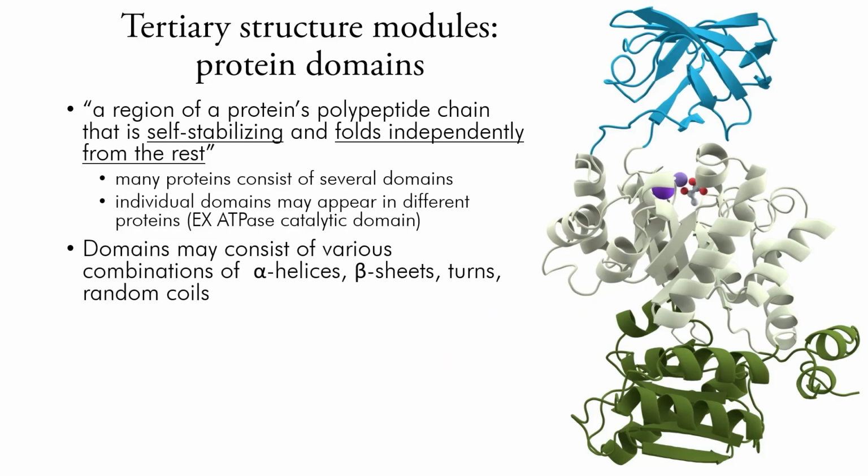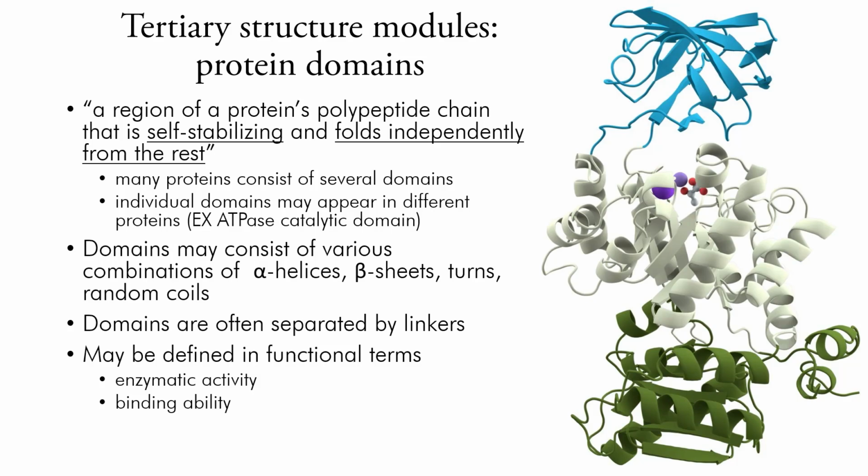You might get any number of these different secondary structures, alpha helices, beta sheets, random coils, and usually the domains are separated from each other by linkers, these disordered regions that are much more flexible. So the blue up here is one domain, the white down here is another domain, the green down here is a third domain. You'll see that they're linked more loosely, not in the stiffer secondary structure.